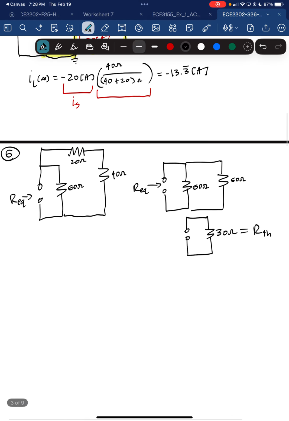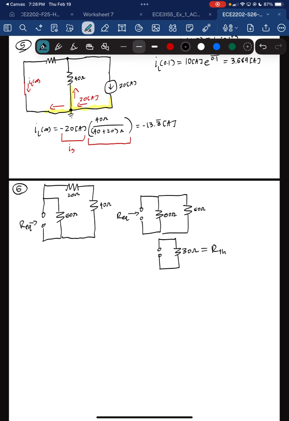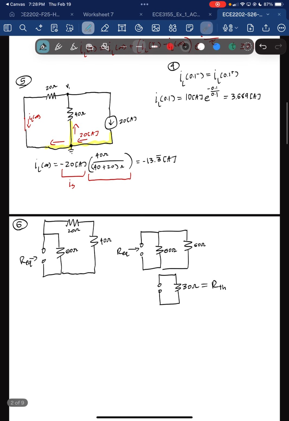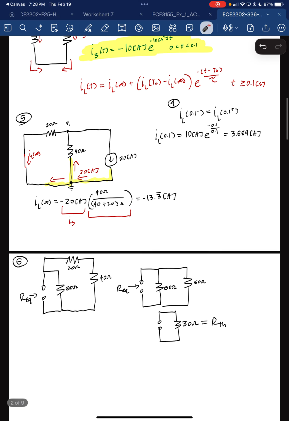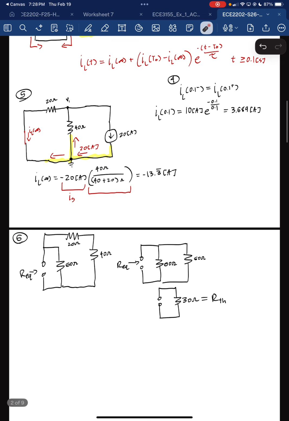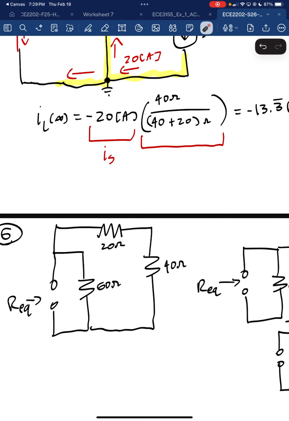Why do we have an open terminal on the left of the 60, where the inductor is? Where the inductor was? Yeah, so when finding a time constant, what you're doing is finding the Thevenin resistance as seen by the inductor or the capacitor, in this case, inductor. So when you're finding R Thevenin as seen by a specific component, the procedure is you take that component, you remove it from the circuit, and you replace it with two terminals, like these. And you want to look for the equivalent resistance as seen by those two terminals.